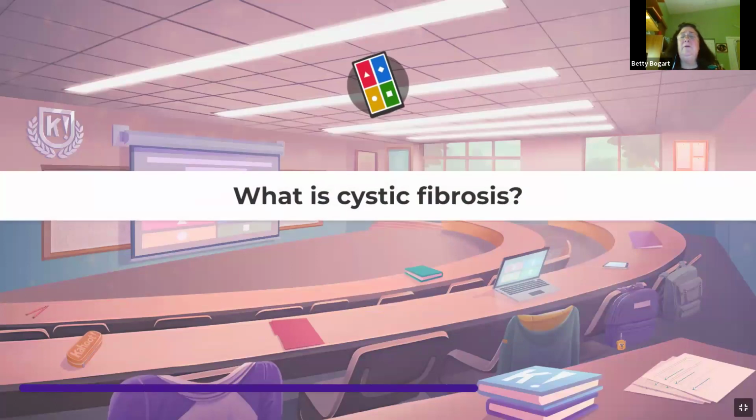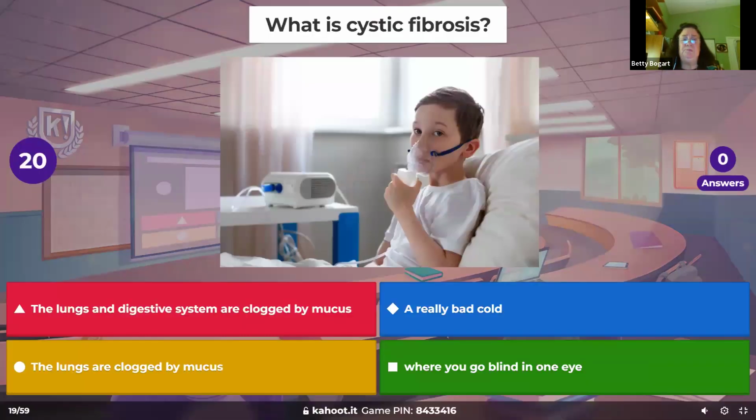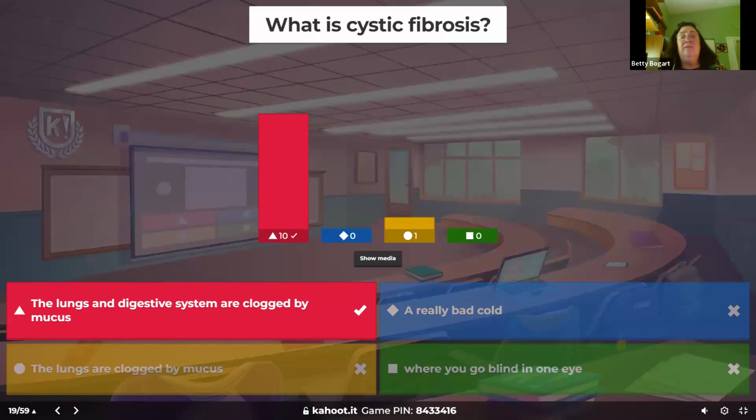What is cystic fibrosis? Again, cystic fibrosis, lungs, small intestines, all the mucus is clogging it up. Very good.